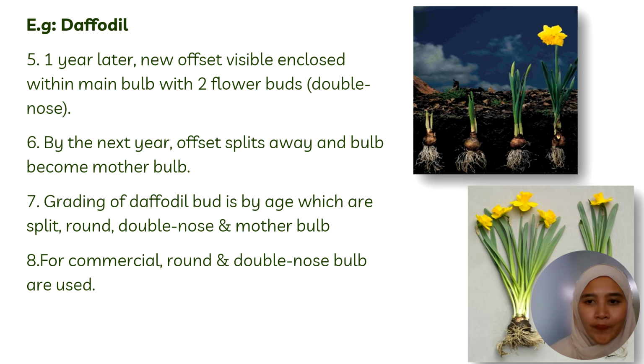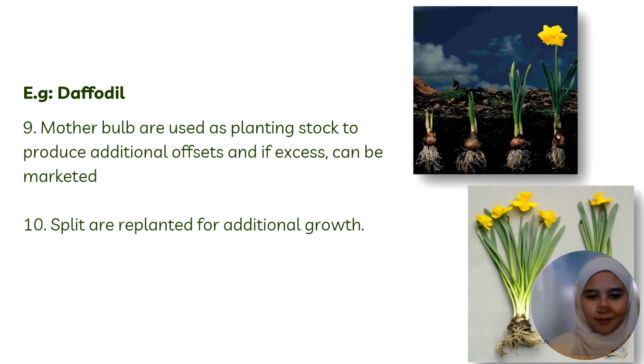Simply saying, daffodil produces offsets that are small daughter bulbs attached to the main bulb, and these offsets grow and eventually separate to become new bulbs. For commercial use, round and double nose bulbs are used. Mother bulbs are used as planting stock to produce additional offsets, and if in excess, can be marketed. And splits are replanted for additional growth.